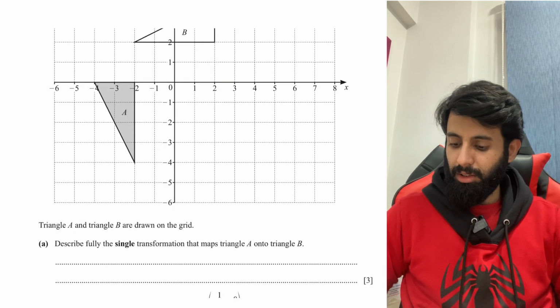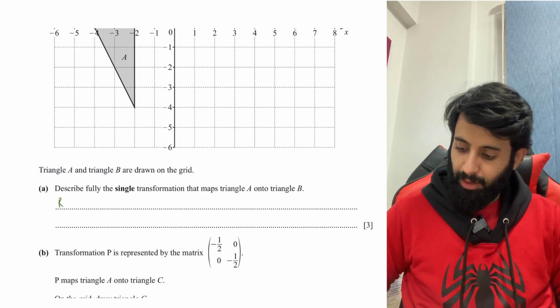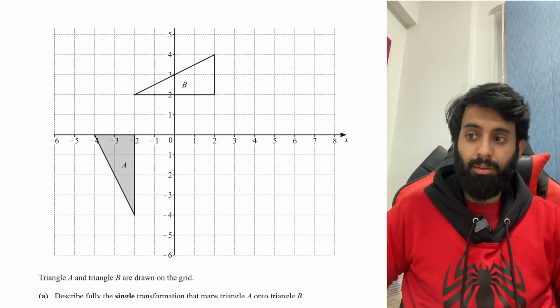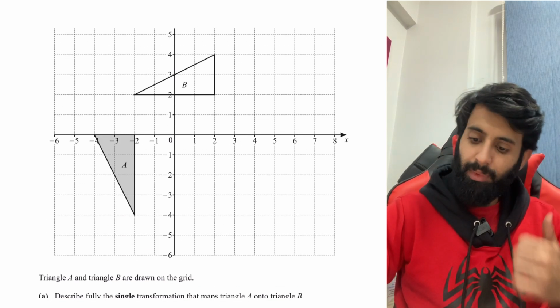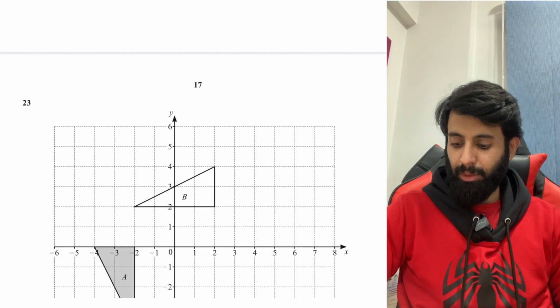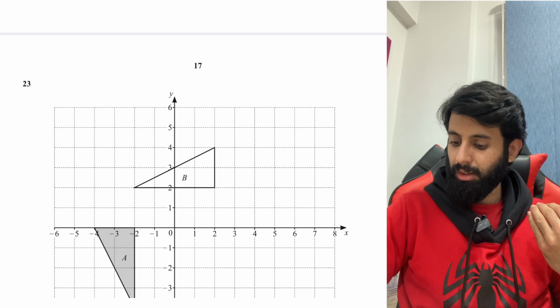Okay, so now that I have concluded that this is rotation, I need to write down what? Number one, I need to write down what the center is, I need to write down what the angle is, and I need to write down what the direction is.